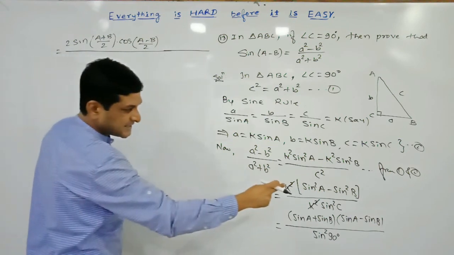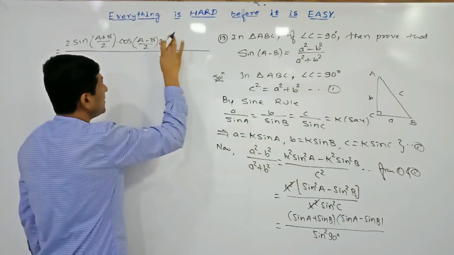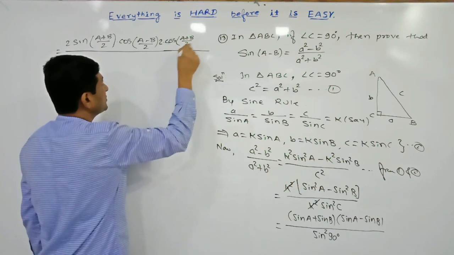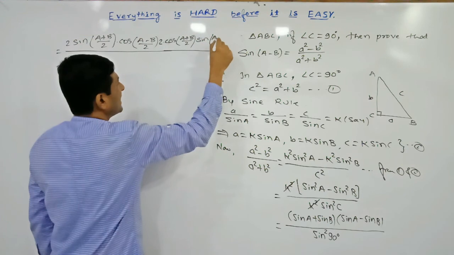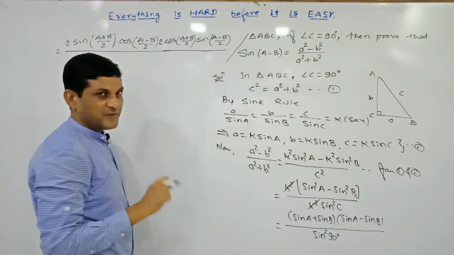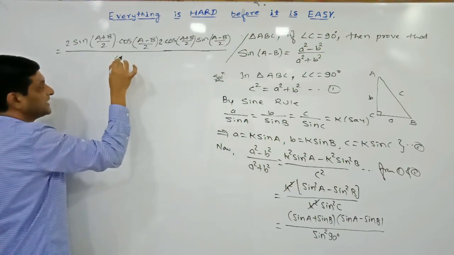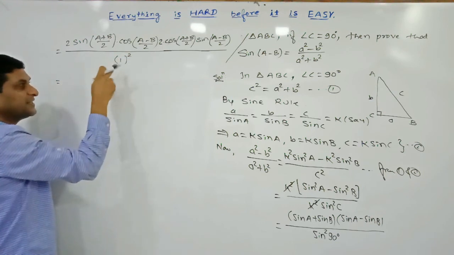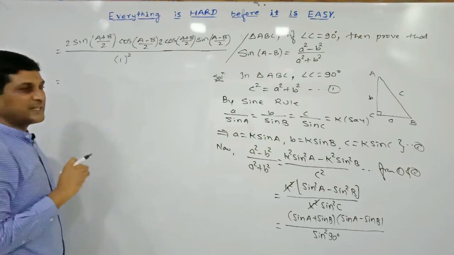Factorization formula. Again, sin A minus sin B can be written as twice cos (A plus B)/2 into sin (A minus B)/2. All these results we are getting just simply applying the factorization formula. In the denominator, sine 90 is equal to 1, keep the square as it is. So the square of 1 is 1, and we know that nothing is there in the denominator means 1 is always there.